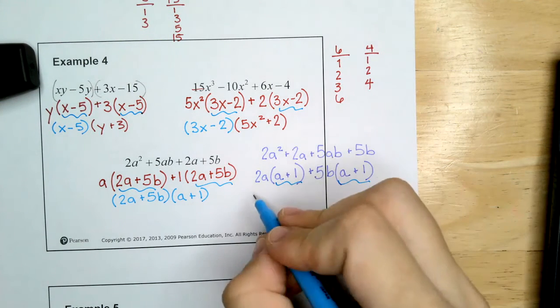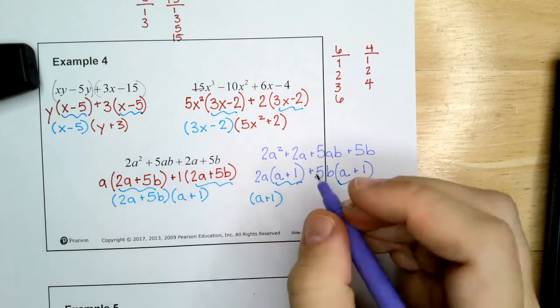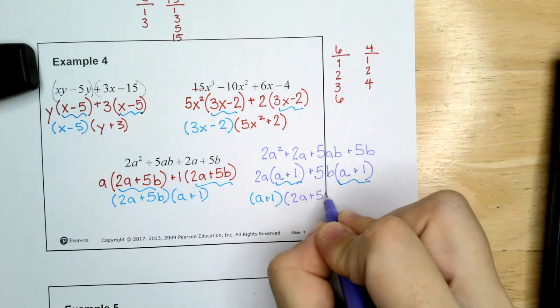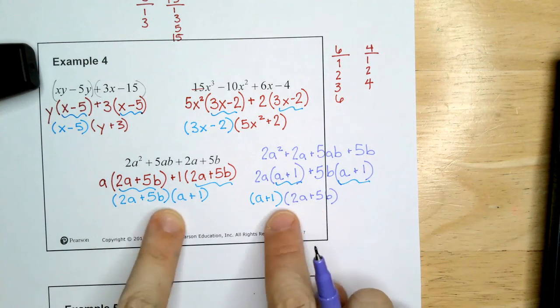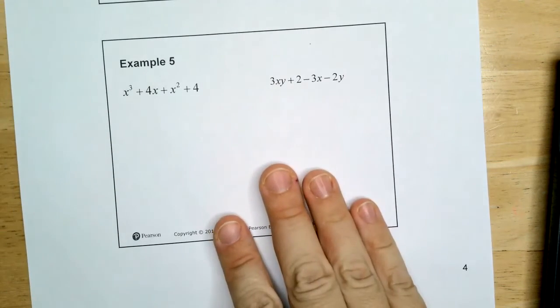That's still the same. So I can factor out a plus 1. And my other quantity will be 2a plus 5b. So even if you want to move it around, you'll still end up with the same answer, okay? As long as your factoring is correct.